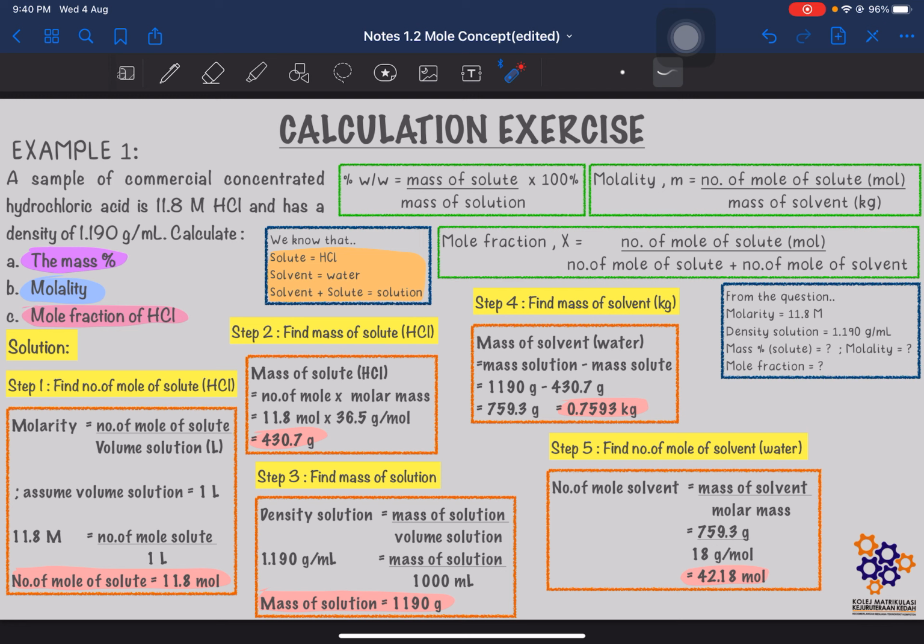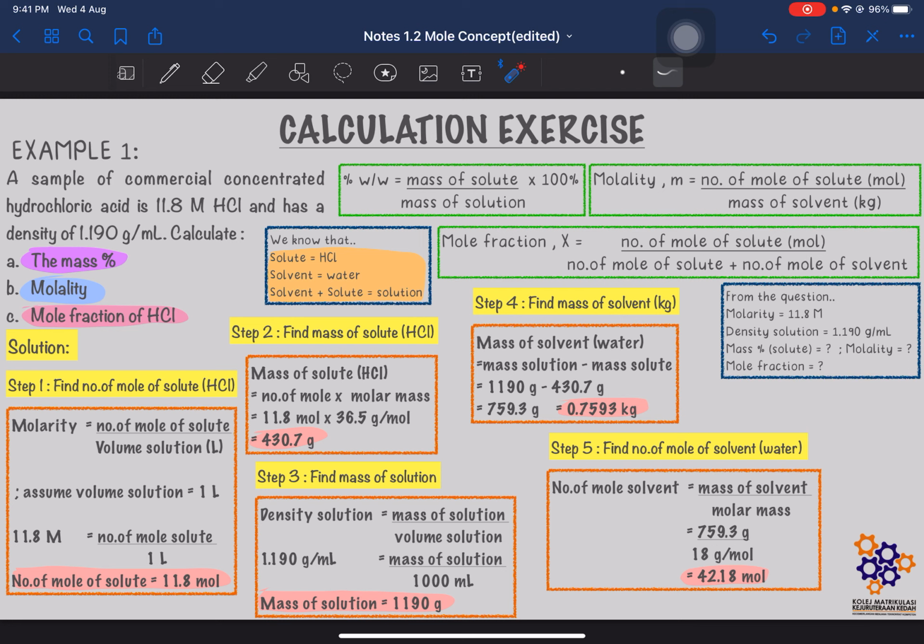Okay, now step 1. First thing first, we need to find everything we need to answer this question. So first step, we find the number of mole first. Why? Number of mole is needed in every formula that we need to find here. The number of mole of solute, the number of mole of solvent, and the mass of solute can be found by using the number of mole. So step 1, first find the number of mole of solute, which means the number of mole of HCl.